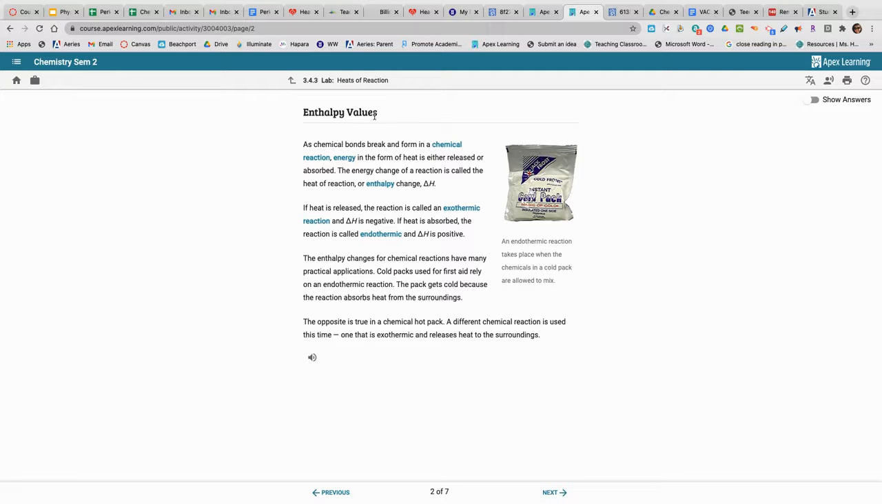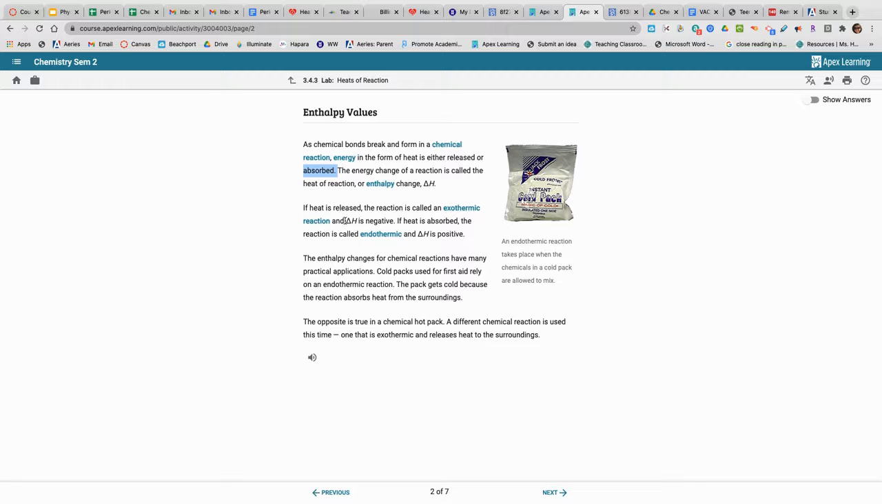Okay, so how do we look at enthalpy values? Chemical bonds break in a chemical reaction, and energy in the form of heat is either released or absorbed. Okay, so if it's released, we call that an exothermic reaction. If it's absorbed, we call that an endothermic reaction. Those words are here. This energy exchange is called enthalpy, or symbolized as delta H.